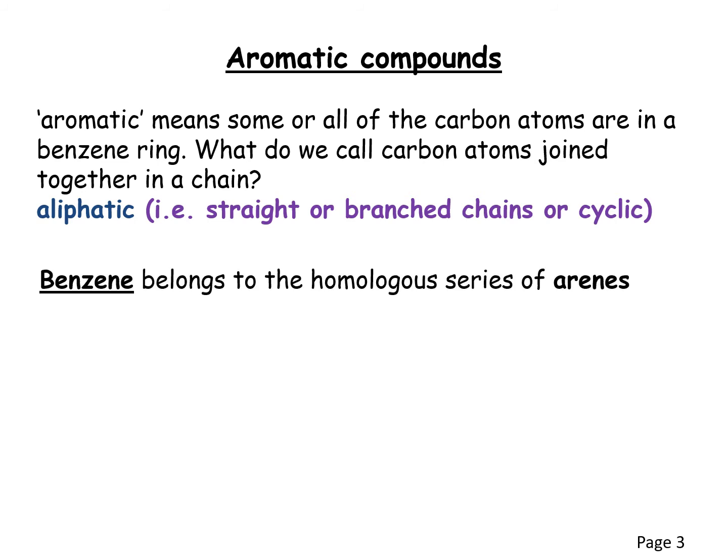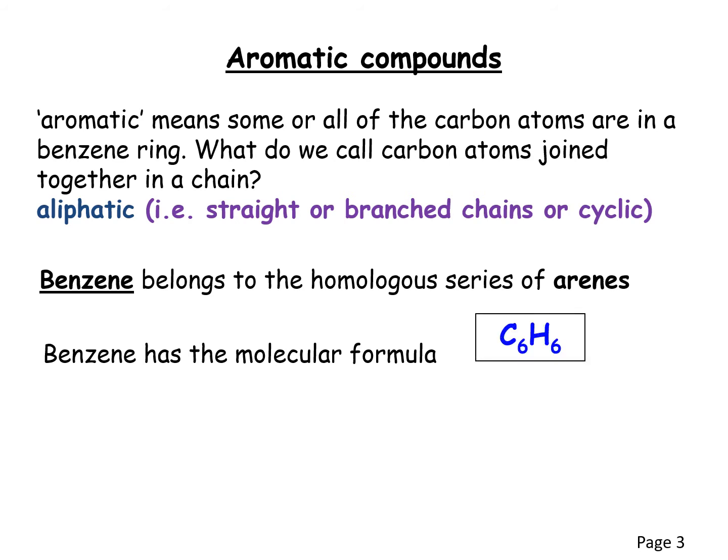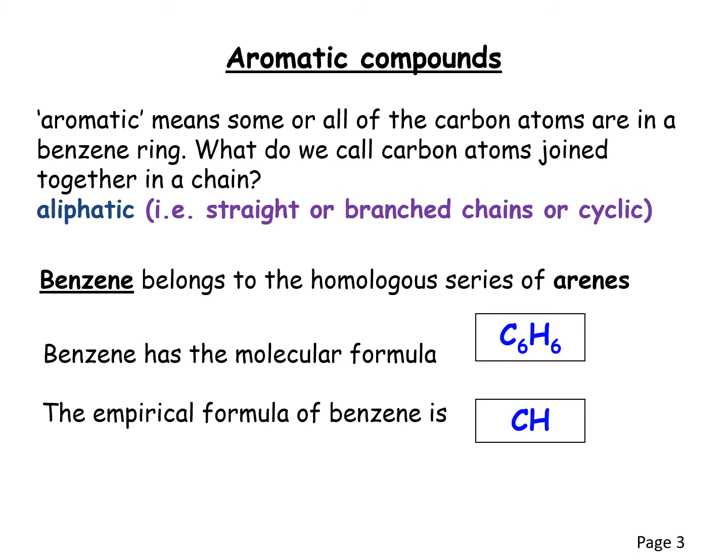Now, benzene is an actual molecule. It's not a homologous series. So the homologous series is called the arenes. Benzene is the simplest of the arenes. Benzene's molecular formula, as we've already worked out, is C6H6, which means it has a very simple empirical formula of C1H1.